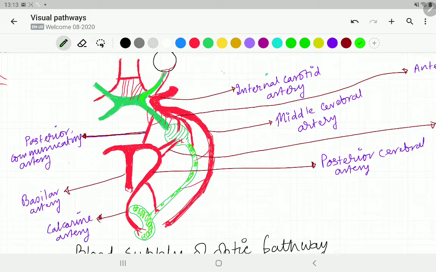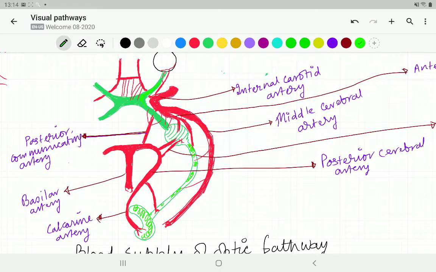Each part is supplied by different sets of arteries. As we know, the optic nerve is supplied by the ophthalmic artery, which supplies the optic nerve as well as the retina, and we will come into slightly more detail about the optic nerve and the retina blood supply.